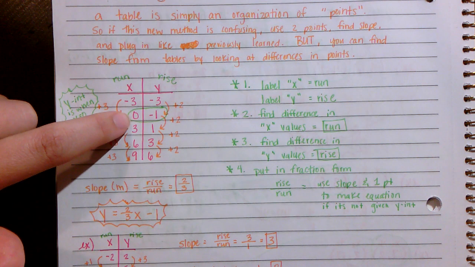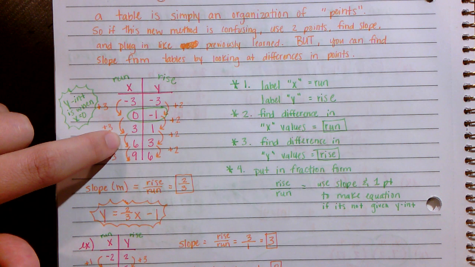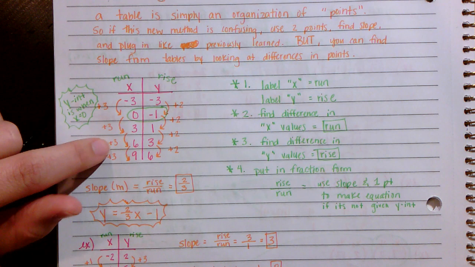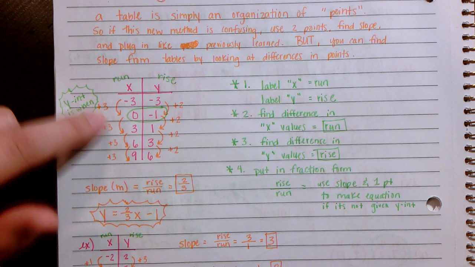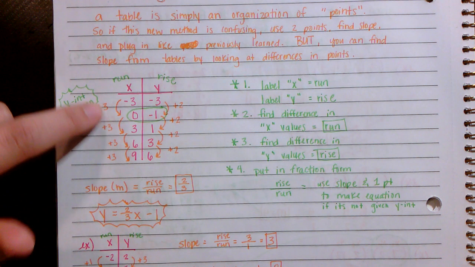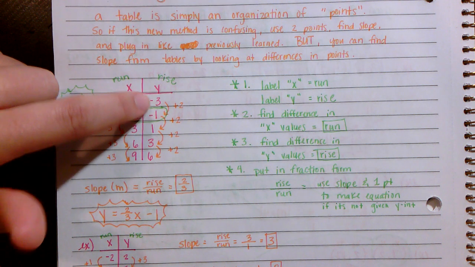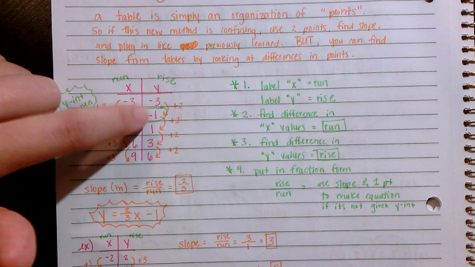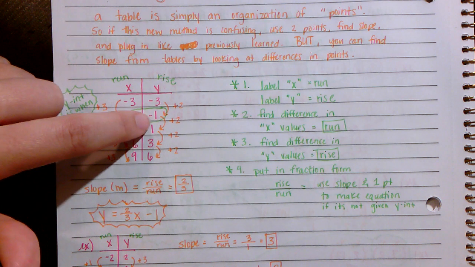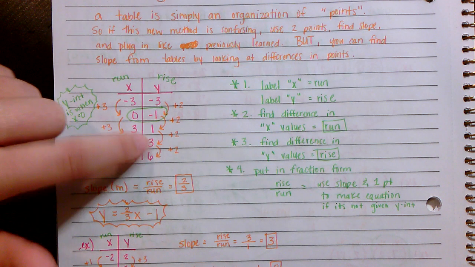If from here to here it moves by 3, and then from here to here it moves by 20, that is not a linear function. You're not going to be able to get a straight line when you're moving so differently. So these should all be the same. Same over here. From -3 to -1, we added 2. From -1 to 1, we added 2. From 1 to 3, we added 2, and so on and so forth.